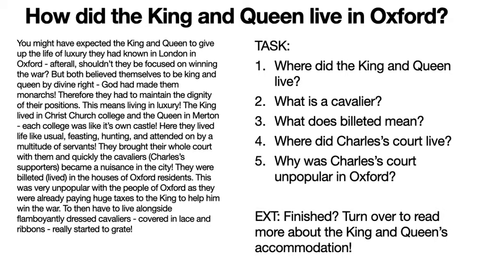Now, the Cavaliers quickly became quite a nuisance in the city. They lived in normal people's houses in Oxford. They were billeted in them. And the people of Oxford did not like this. These Cavaliers were not very well behaved, and the people of Oxford also resented having to feed them, house them, the cost of that, on top of paying huge taxes to help the king win the war.